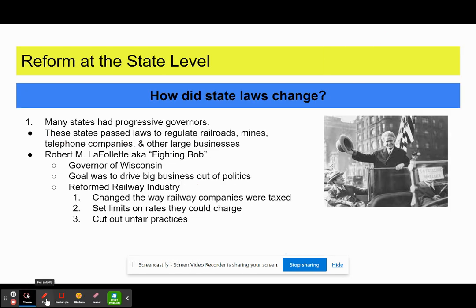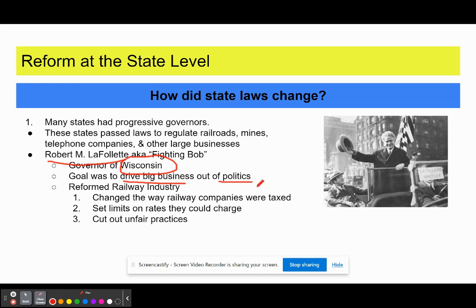All right, now we're going to talk about how state laws changed. So many states had progressive governors, and these states passed laws to regulate railroads, mines, telephone companies, and other large businesses. And that's where Robert La Follette comes in. He was also called Fighting Bob, that was his nickname. He was the governor of Wisconsin. We're going to see a lot of things coming out of Wisconsin in the progressive era. His goal was to drive big business out of politics.